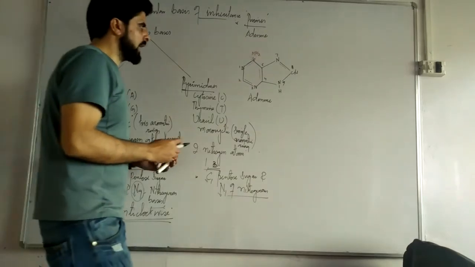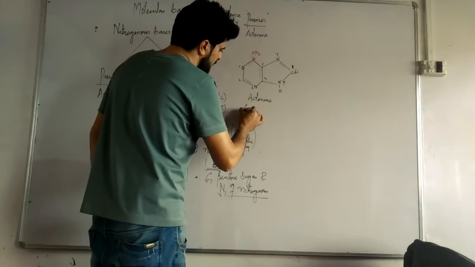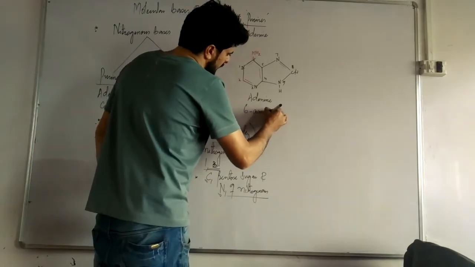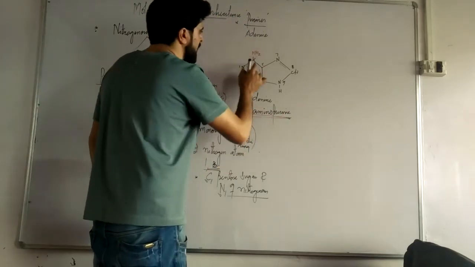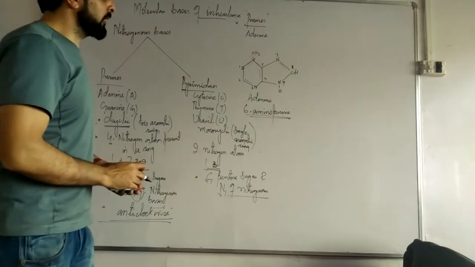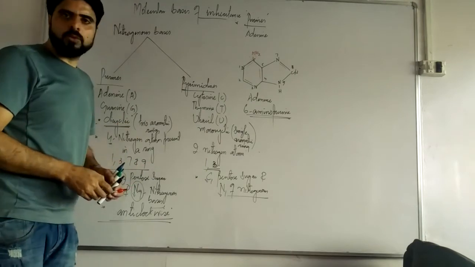You can also call it 6-amino purine, because at the 6th position we have the presence of an amino group. So you can also call it a 6-amino purine.